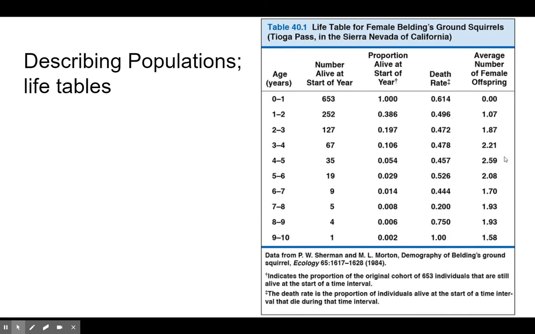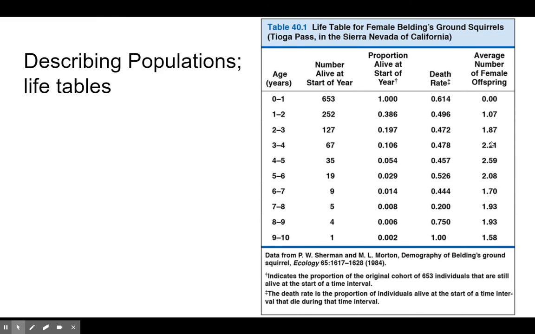There are other ways that we can look at populations as well. These are just a couple of examples. This is called a life table that follows one cohort of individuals throughout their life and gives statistics about how many are still alive at the start of each year of their life, the death rate at that age, and the number of offspring they're having.